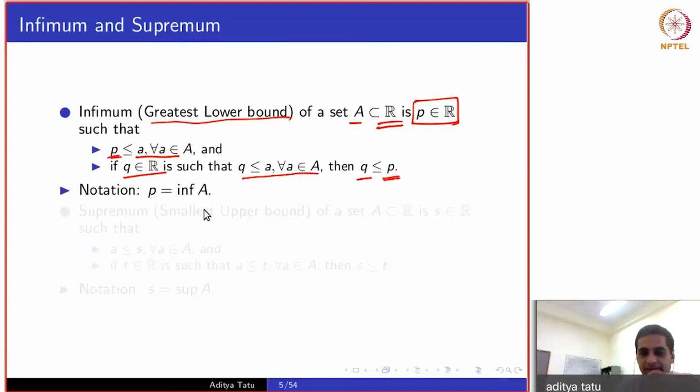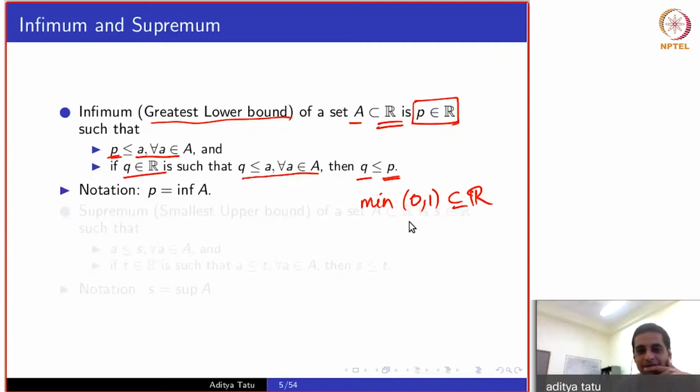Does that make sense? There is a small difference between a minima and an infimum. So what would be the minimum of, let's say, the open interval 0 to 1? I'm sure a lot of you know this. The quicker you answer, the faster we can move ahead. What is the minimum of this open set 0, 1?